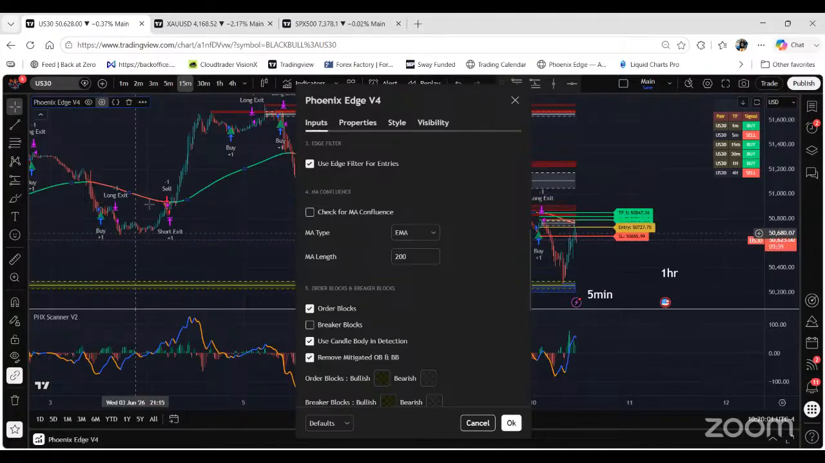When you turn it off, you get signals both ways, sells above, buys below, and you'll see the counter trend trading.